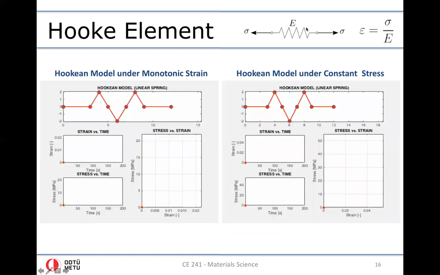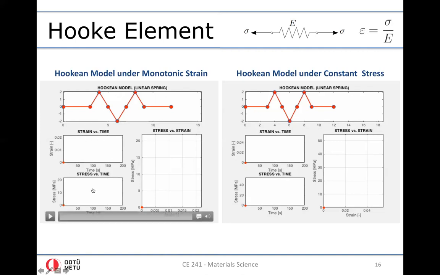Hooke element is a spring. In this case, we just consider a linear spring with the modulus of elasticity denoted by E. Of course, according to Hooke's law, strain is proportional to stress through the division by the Young's modulus, or vice versa. Stress is proportional to strain through the coefficient of elasticity modulus, or modulus of elasticity.